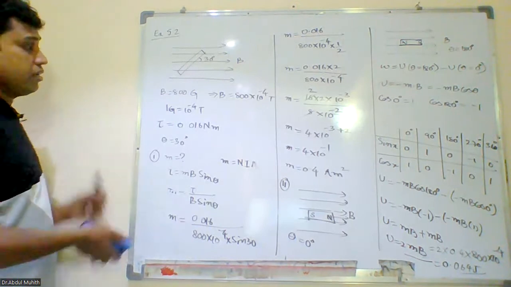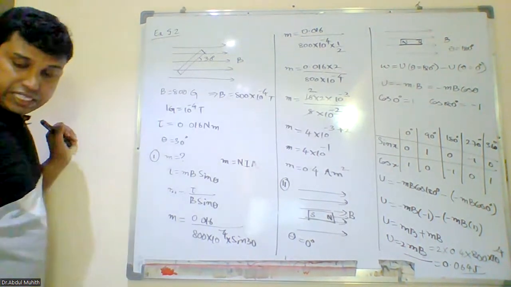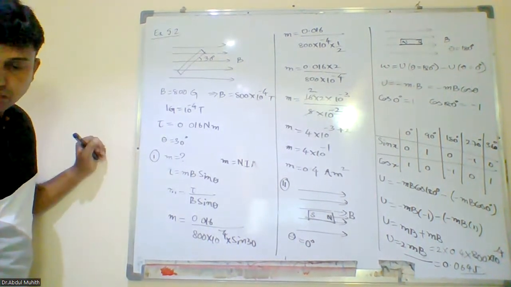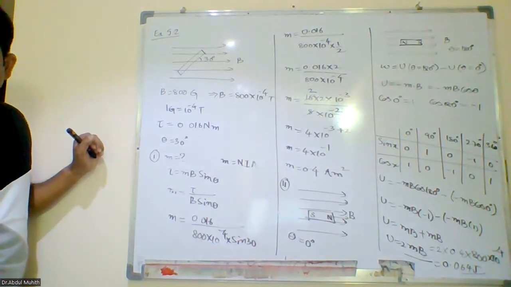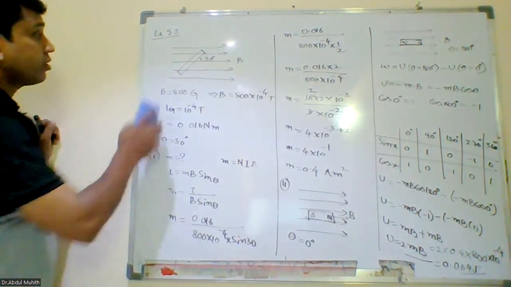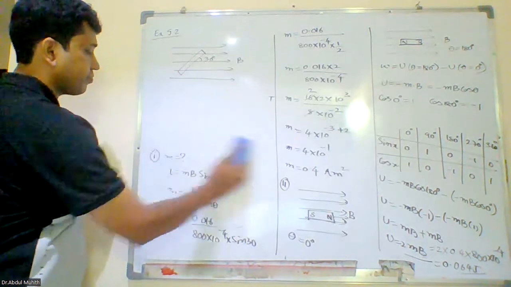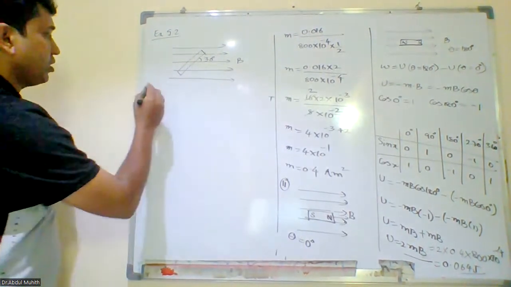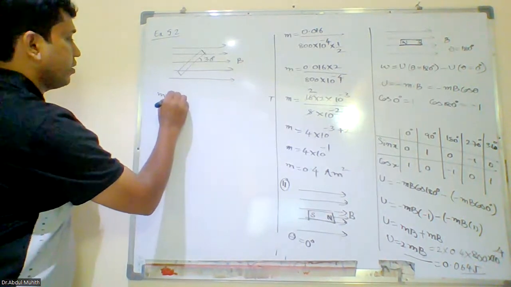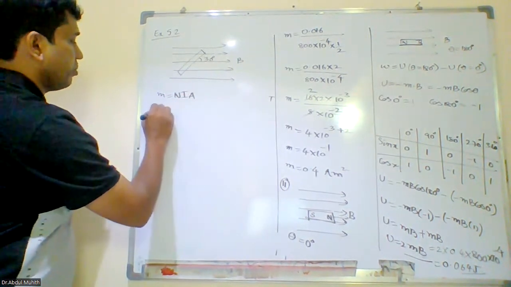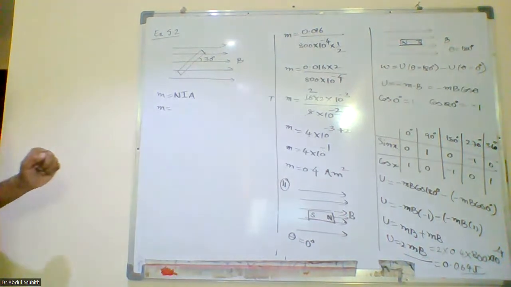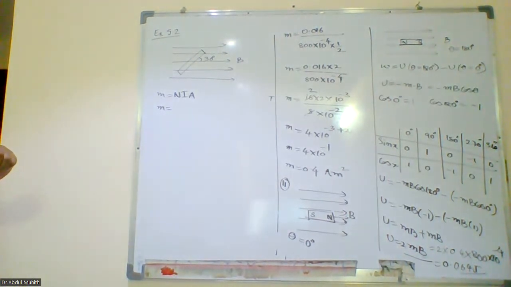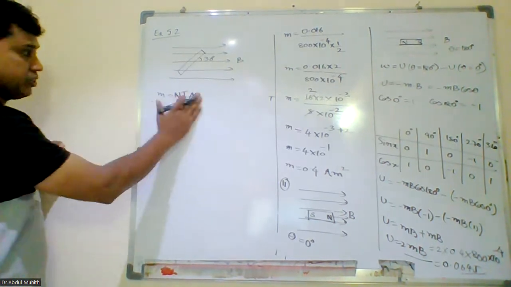Okay, done. So we will go to the third one. He's asking, what is the magnetic moment? M is equal to NIA. So the formula here is small m equal to NIA. He's asking about the number of turns, there are 1,000 turns. A is also given to us.